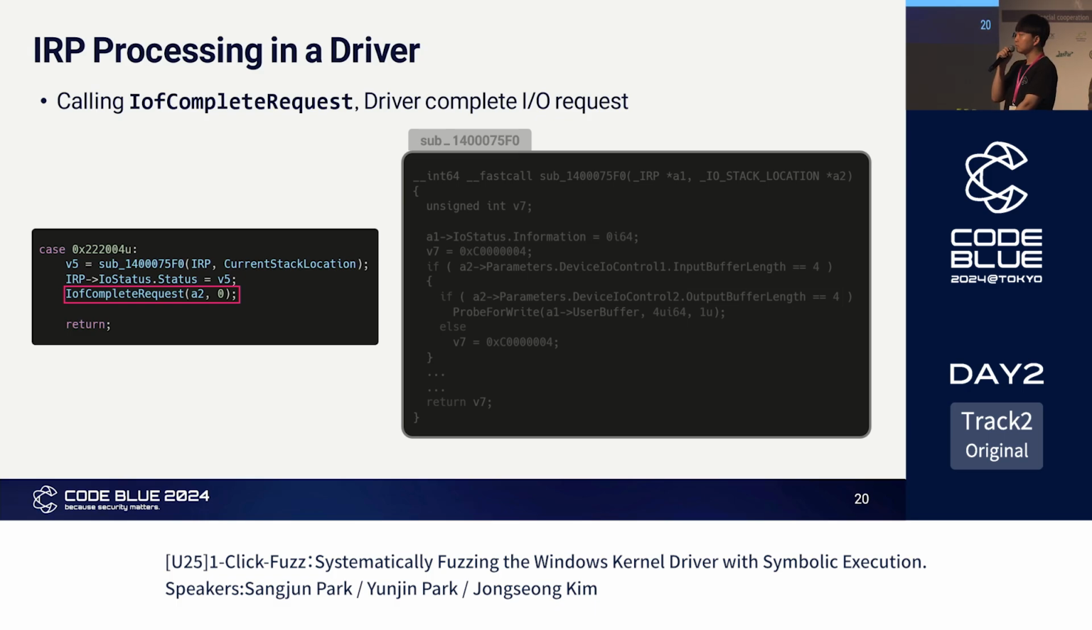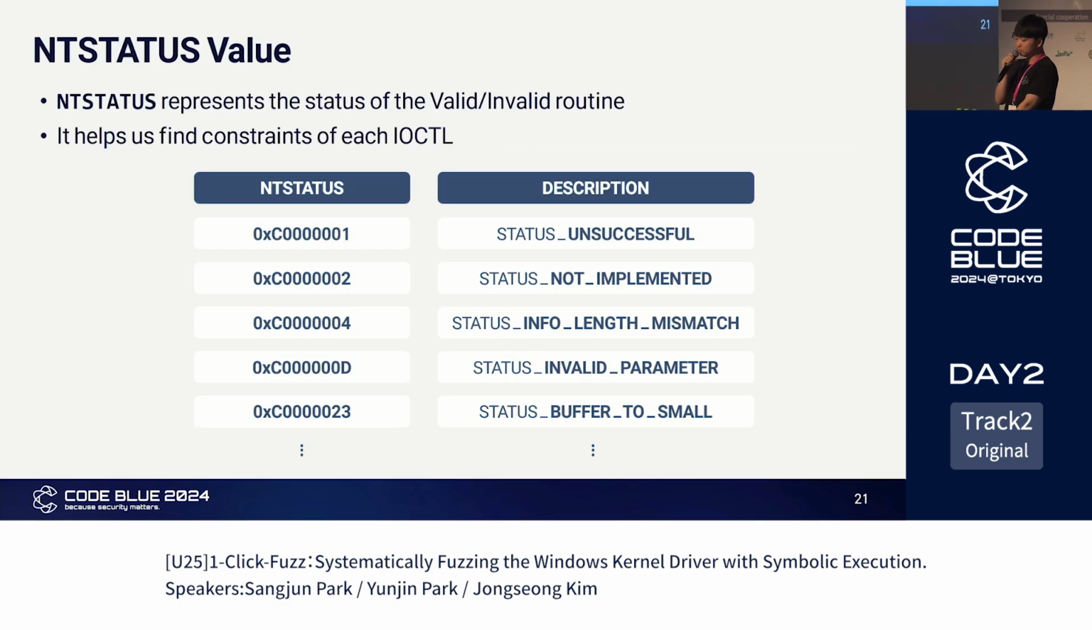So let's take a closer look at the NT status value. This value is important because it represents the status result of a system call. Depending on the success of the I/O request, a different NT status value is stored in the IRP structure. This feature was very useful for automatically finding the limitations of the I/O control code, which we will talk about later. So far, we have looked at how applications communicate with devices. Next, we will explain why we chose to perform fuzzing and introduce the new fuzzing framework we developed.